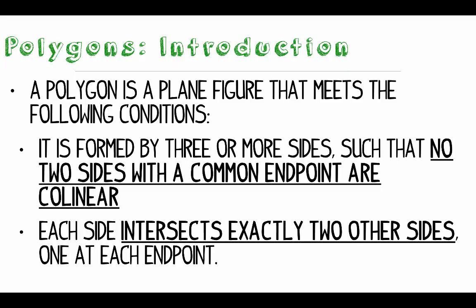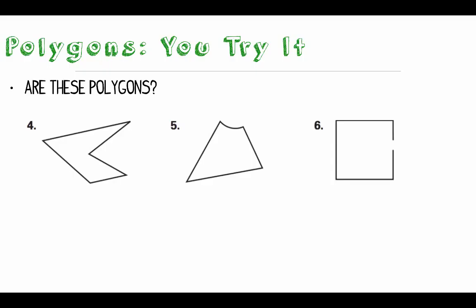Each side intersects exactly two other sides only at their endpoints. If it crosses over in the middle, it's not a polygon. There's that extra excess there. These are also why curves don't work in polygons. You cannot have curves in polygons. So I want you to take a moment and identify these polygons. Please press pause.